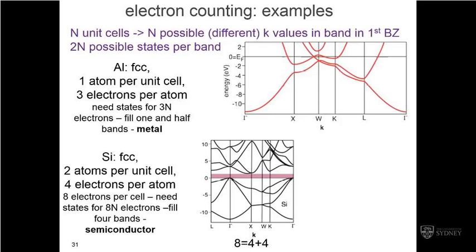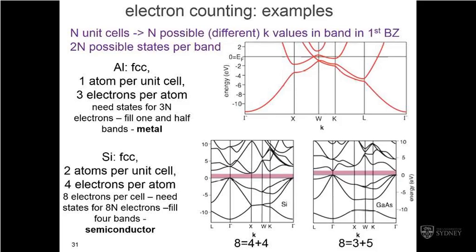Another semiconductor is gallium arsenide. It's also got 8 electrons per cell. In this case, one of the atoms has 3 valence electrons and the other atom has 5, but altogether it has 8 electrons per cell. So we need 8N electronic states for these electrons to occupy. And so again, we have 8N divided by 2N, so we can fill exactly 4 bands. These have very similar band structures, actually.